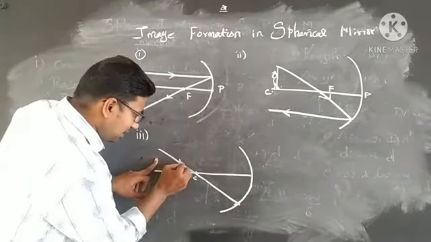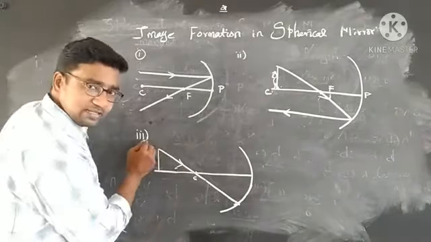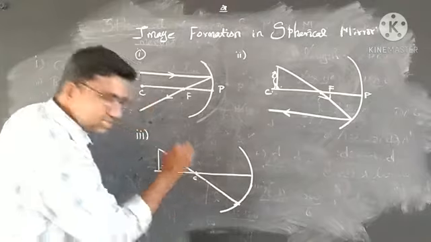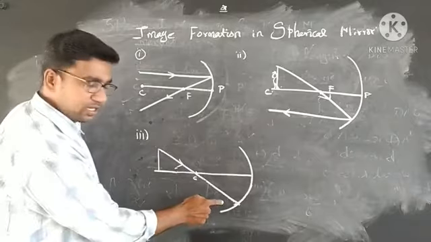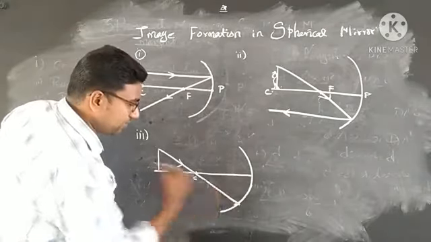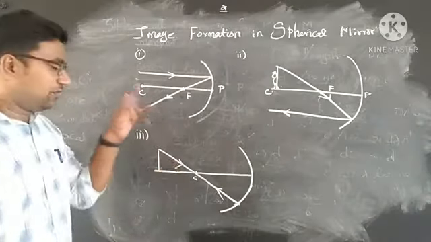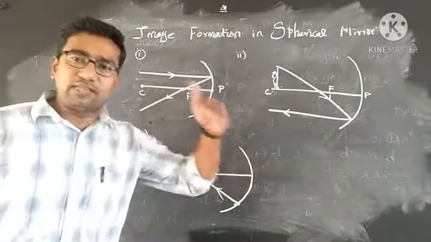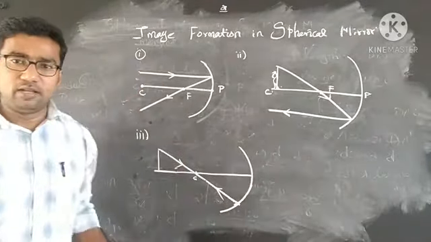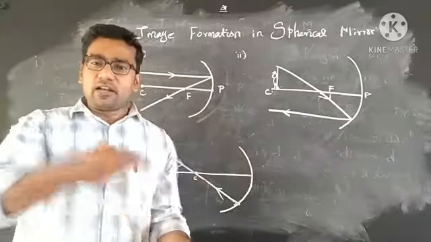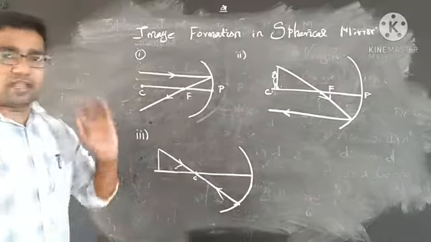The incident ray comes from beyond the point C, passing through the center of curvature. It strikes the reflecting inner surface of the spherical mirror and is reflected along the same path. In the third case, if the incident ray passes through the center of curvature, the reflected ray is always along the same line. It enters and returns along the same path. This is the main feature of the third case.